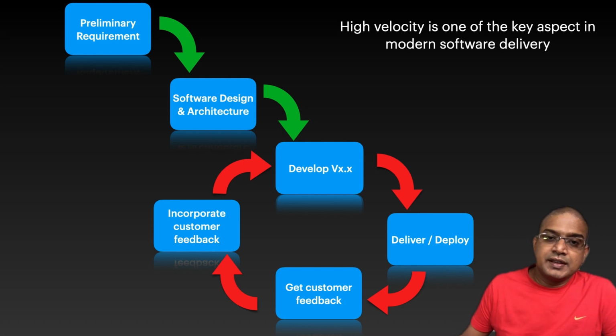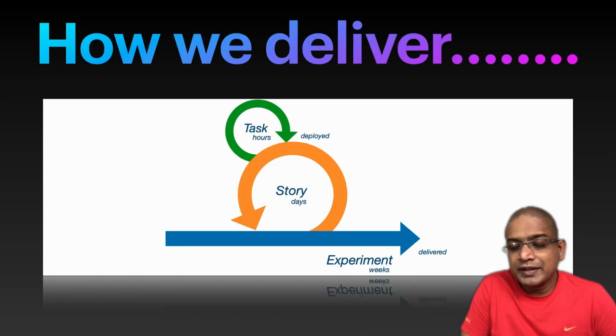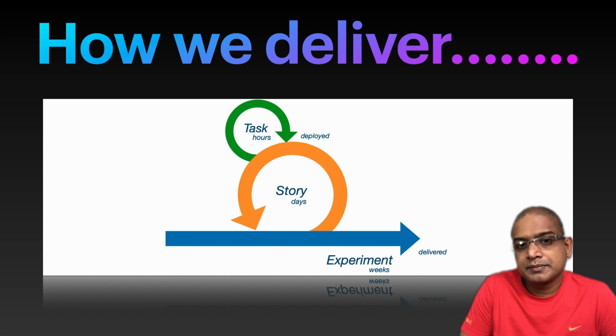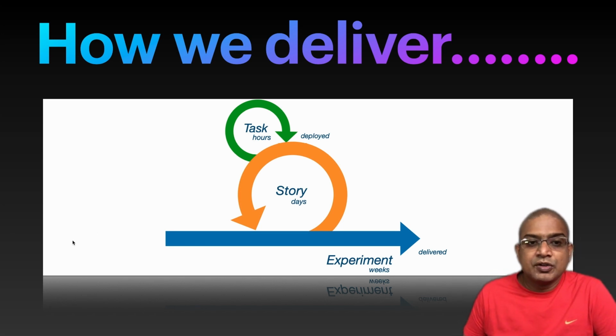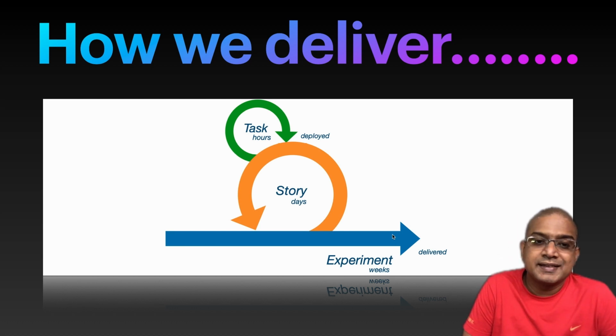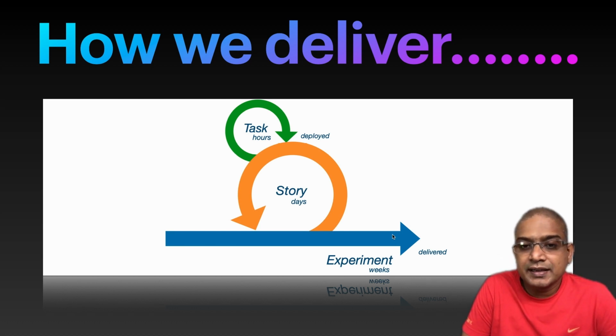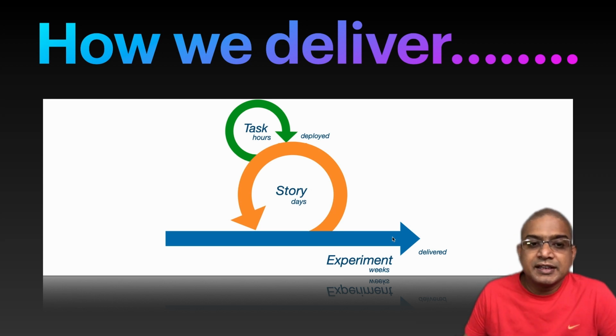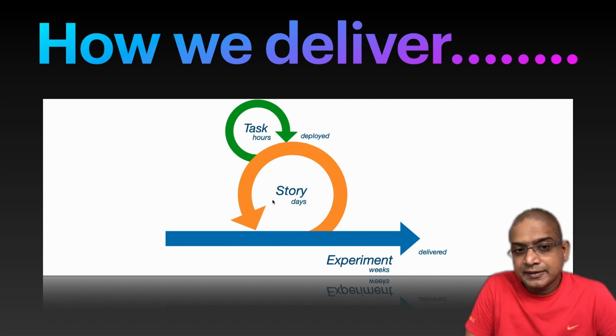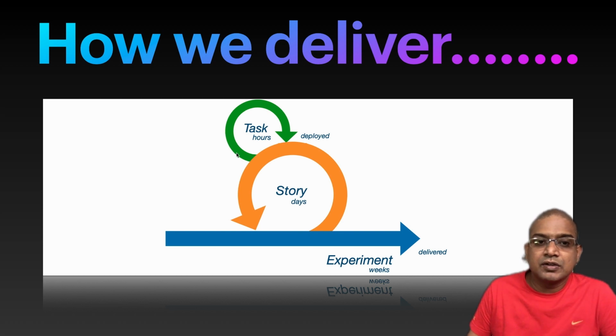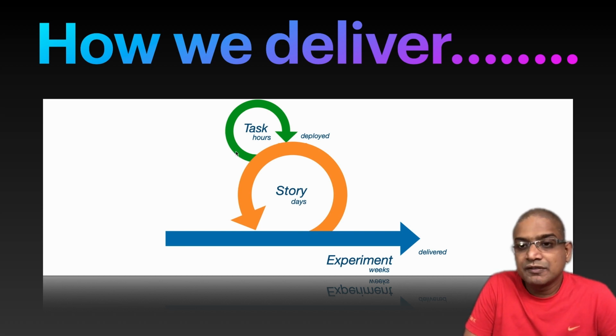Now we are going to see how we normally deliver these software products. Normally we have experiments that run for weeks. If you are practicing agile, this is more or less like a sprint. Within a sprint or an experiment, you have stories which run for several days, and these stories consist of several tasks which developers or engineers can finish within a few hours. That is how our normal delivery mechanism is formed.